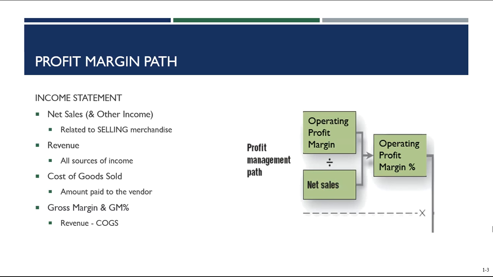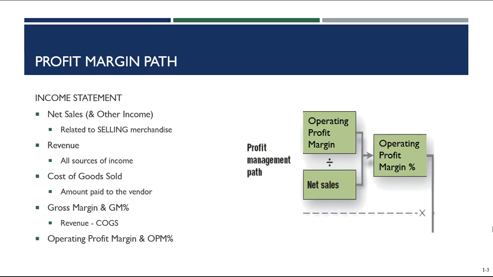So we have net sales, we have revenue, we have cost of goods sold, which is the amount of money that the retailer pays their vendor for the products they're buying. And then finally, we have gross margin. Gross margin shows the retailer how much profit they are making on their revenues. And this doesn't yet consider operating expenses and overhead expenses. It's just looking at revenue.